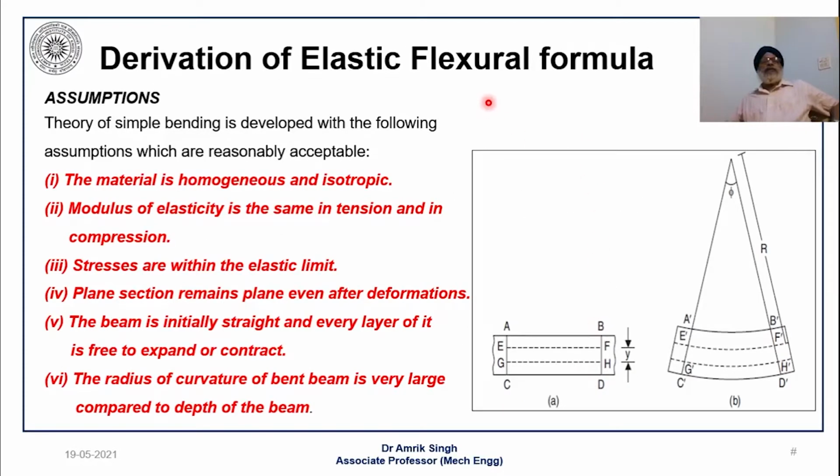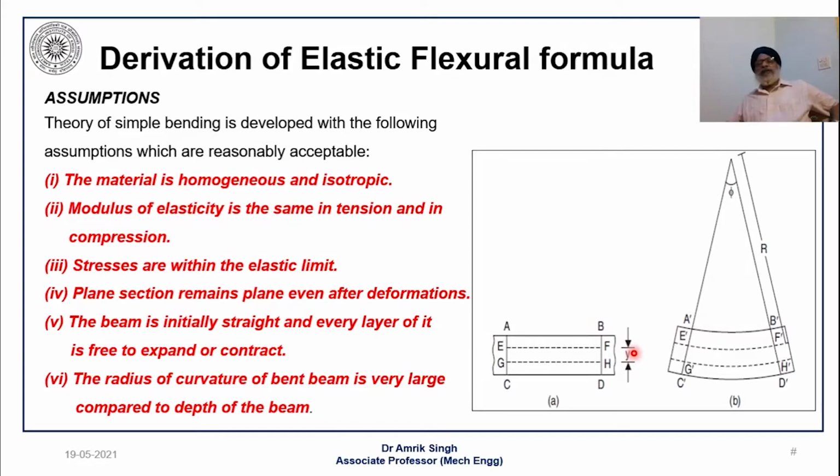Now, in order to derive the bending formula or the flexural formula, we use the theory of simple bending. For that, we make certain assumptions. So what we have done, we have taken a portion of the beam in which we have taken planes AC and BD. We take a layer EF which is above the neutral axis, GH, and it is at a distance y from the neutral axis.